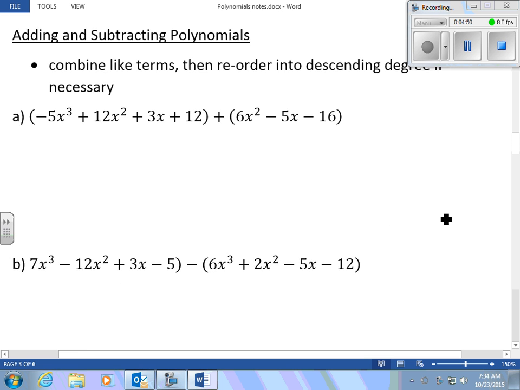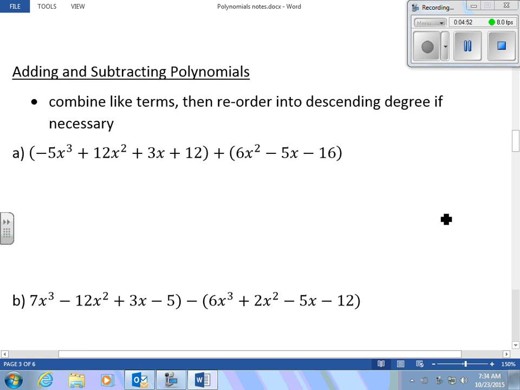Now we're finished with the definitions. When we add and subtract polynomials, we're really doing what we've done before, which is combining like terms, and then if we need to, we reorder into descending degree so that our final answer is in standard form. Adding is really straightforward. I've got a polynomial of 4 terms here: negative 5x cubed plus 12x squared plus 3x plus 12. And I'm adding this other polynomial, 6x squared minus 5x minus 16. When you're adding, we can just drop the parentheses and combine our like terms.